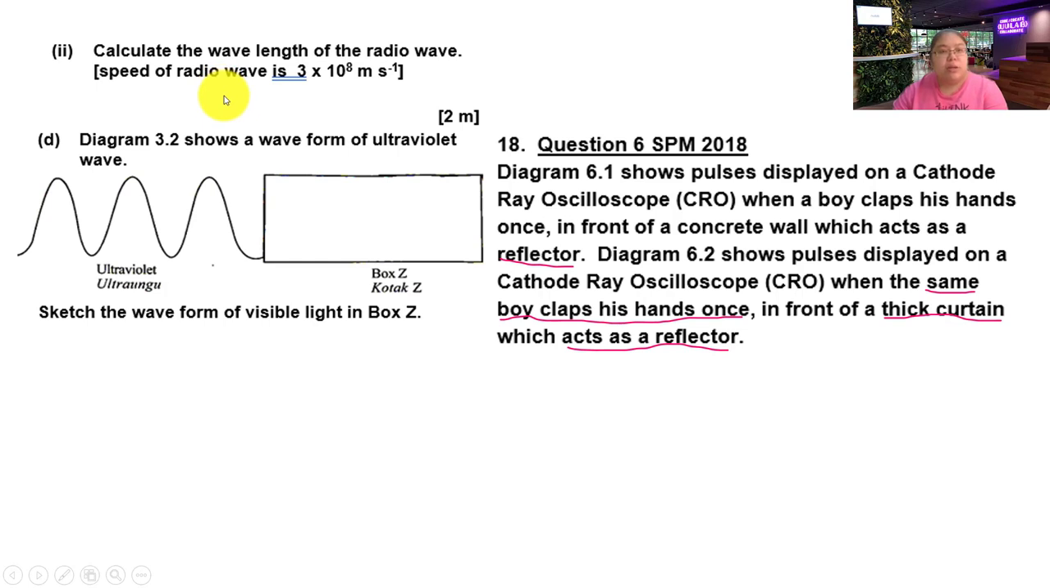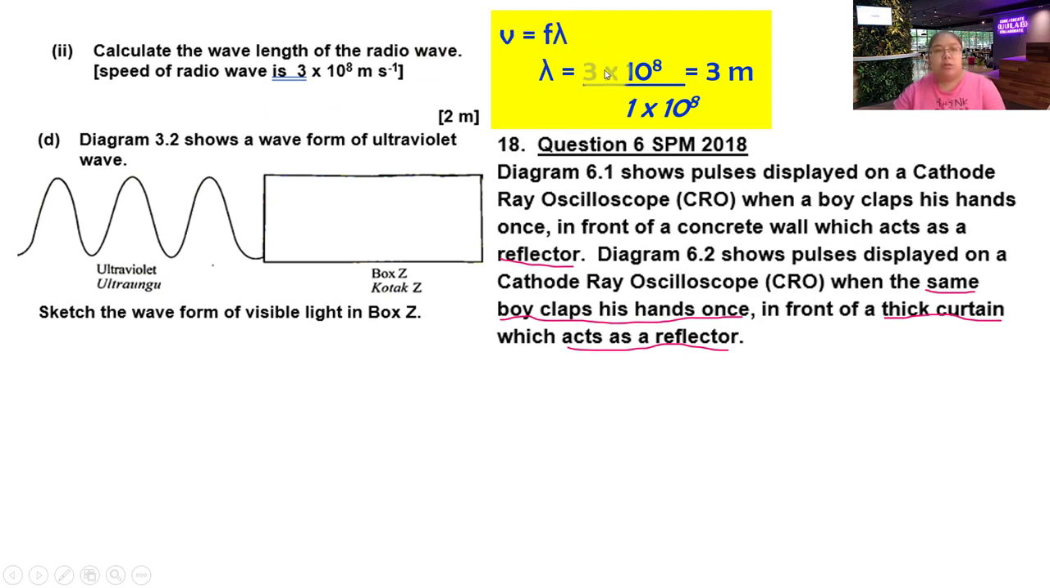So we're using the formula again. Okay, v equals f lambda. After that, the lambda, we don't know how many. So 3 times 10 power 8 is the speed of light, same like the radio wave, then over the frequency. So after that, we get 3 meters.